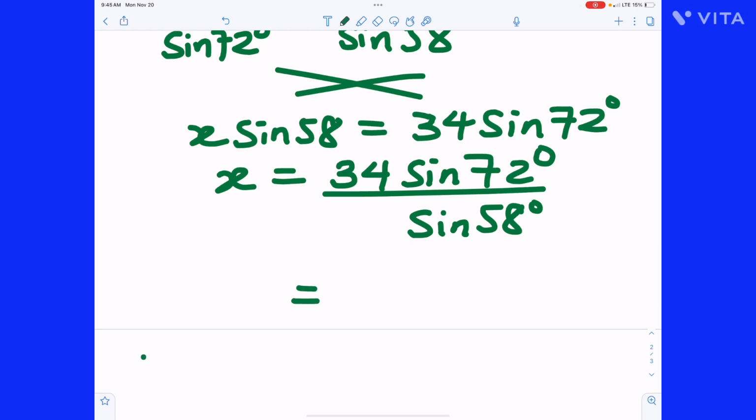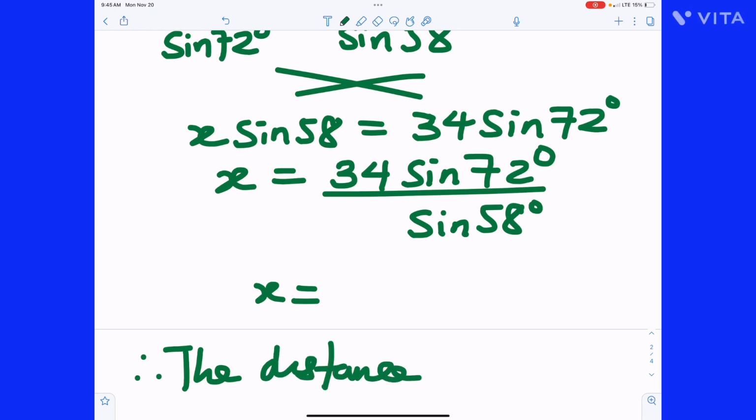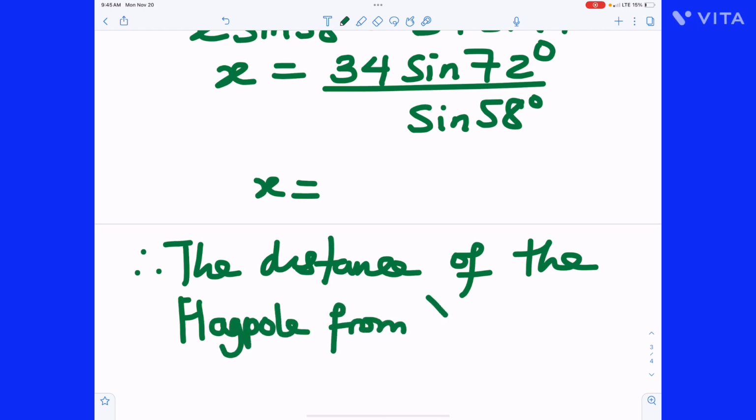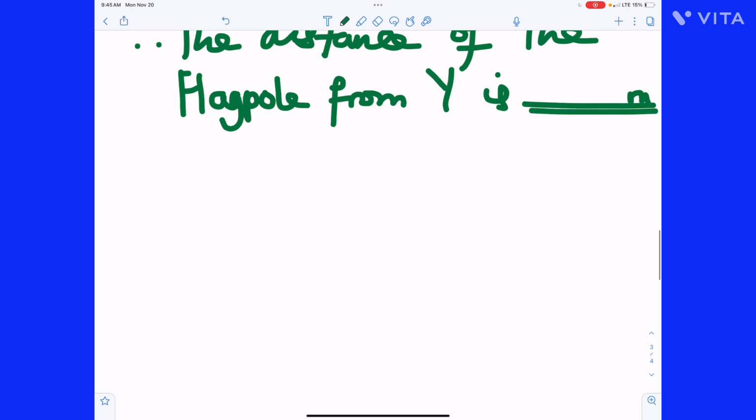Get it yourself. After getting x, you can now say therefore the distance of the flagpole. Your answer should be in words. It's a good practice. The distance of the flagpole from point Y is, then you put the value here in meters. Okay, that ends number 1.